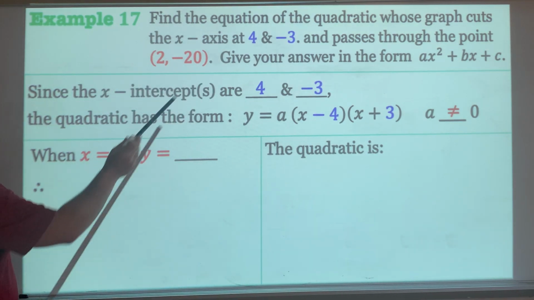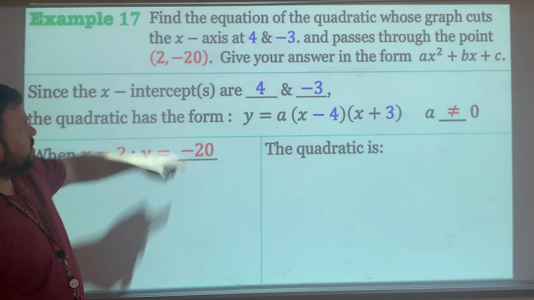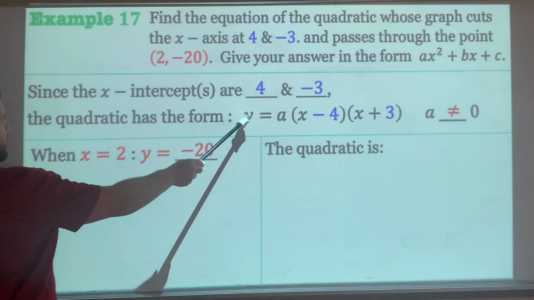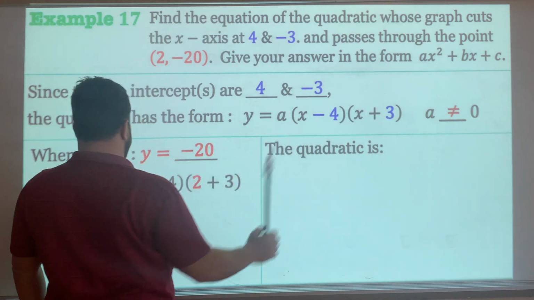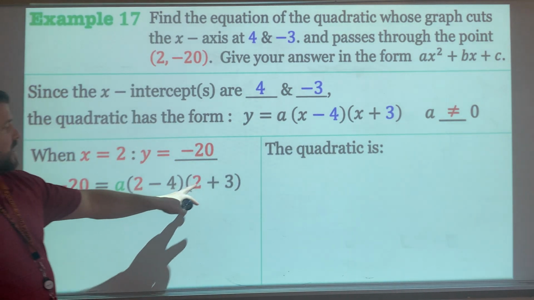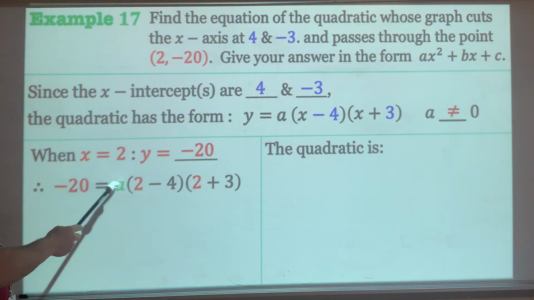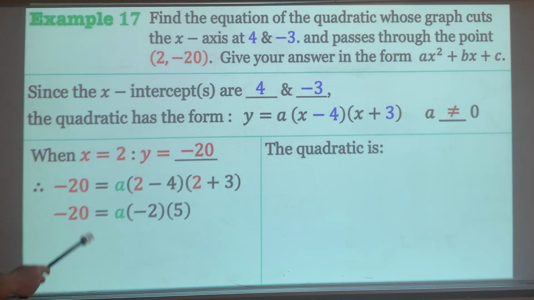So now we got our base form right here, and we're going to use the point where x equals 2, y equals negative 20, and where did we get that from? They gave us the point. So therefore, ready? Negative 20 equals a times 2 minus 4, 2 plus 3. You're just plugging in your x and your y in your equation, just as we did before. But instead of these things being zeros, they're going to be actual different numbers. Negative 20 equals a times negative 2 times 5. Negative 20 equals negative 10a. Negative 20 divided by negative 10, a equals 2.